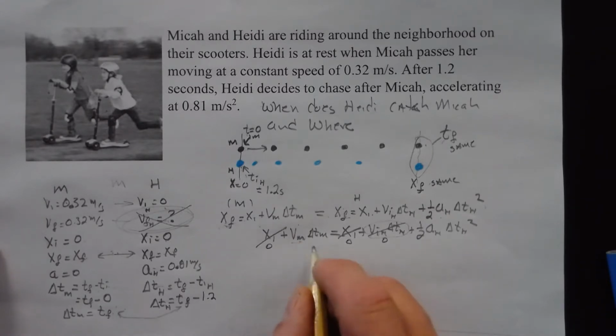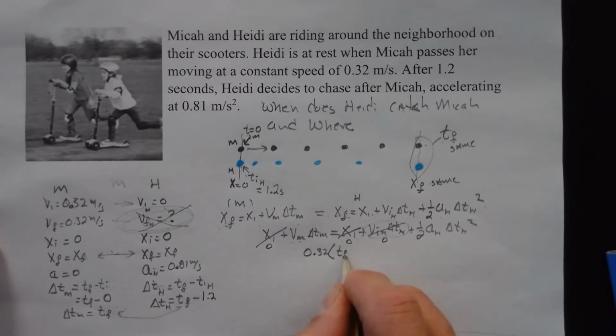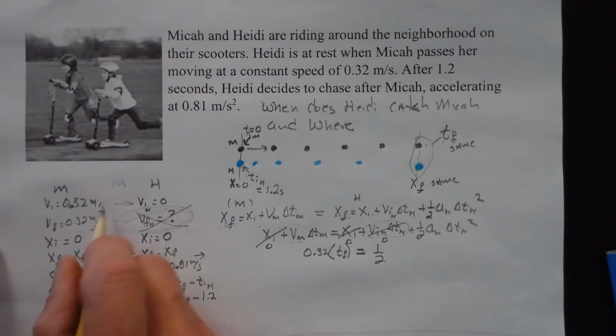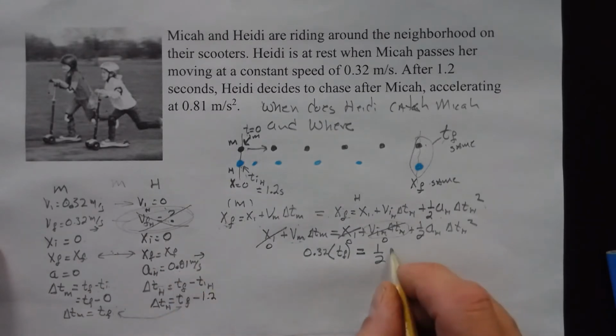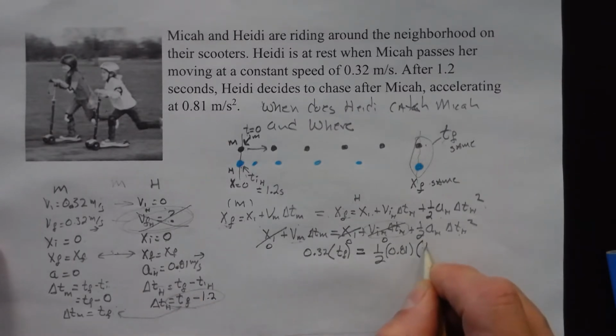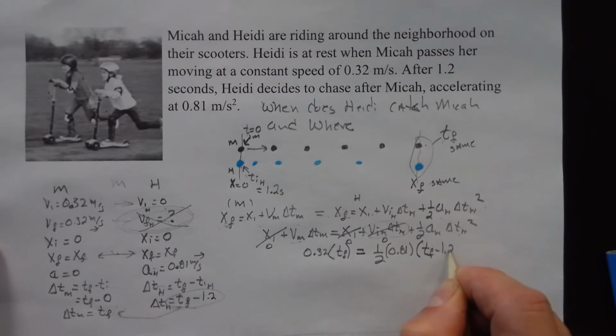So I'm doing two things at once, so be careful. Velocity of Micah is 0.32. The delta time for Micah is t final. That's going to equal 1/2 the acceleration for Heidi, and everything's to the right, so everything's positive. The acceleration is 0.81. Time for Heidi is this term. That's a little messy. So there. Now that foils out, physics is done.